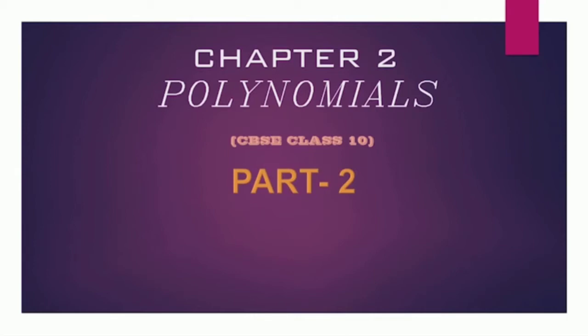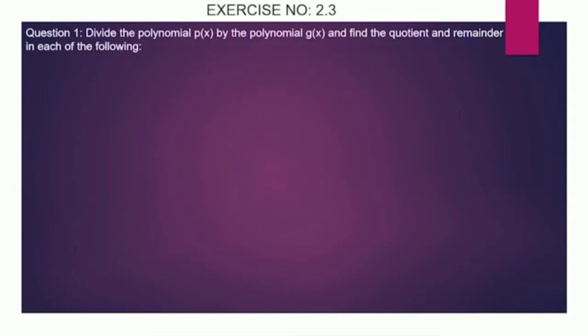So let us directly go into Exercise 2.3. In that, the first question asks us to divide the polynomial p of x by the polynomial g of x and find the quotient and remainder in each of the following. The first question: p of x equals x cube minus 3x square plus 5x minus 3, and g of x they have given as x square minus 2. Now let us write it in this form. Here we have x cube minus 3x square plus 5x minus 3 divided by x square minus 2.